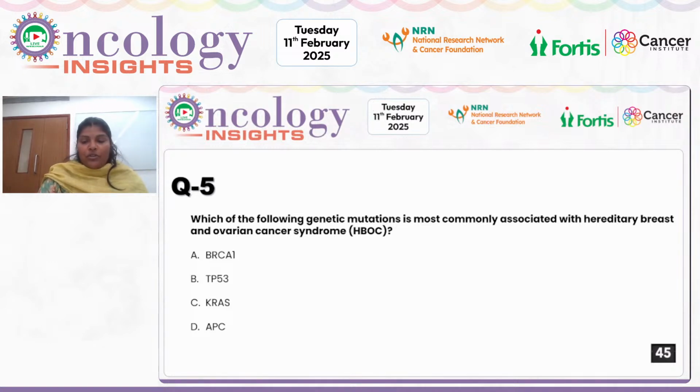Moving on to the last question of round 2. Which of the following genetic mutations is most commonly associated with hereditary breast and ovarian cancer syndrome? Option A, BRCA1. Option B, TP53. Option C, KRAS mutation. And option D, APC.